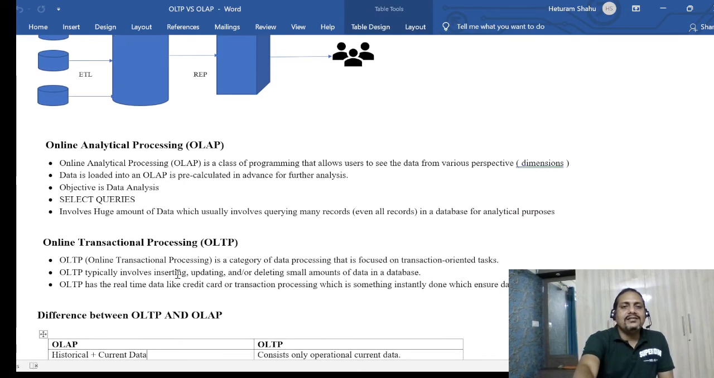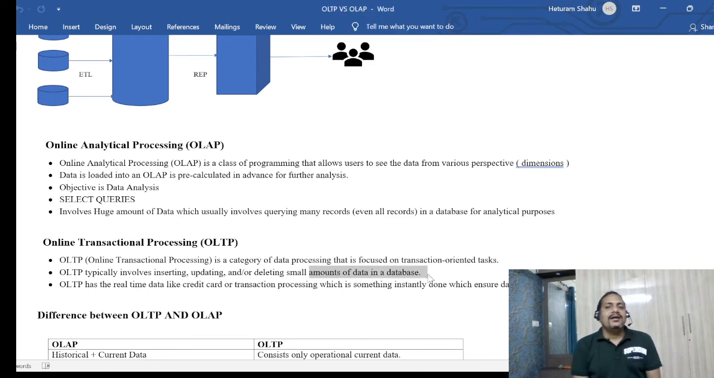Typically we perform insert, update and delete operations for a small amount of data in the database. It is a small amount of data because it mostly happens on an individual customer basis. Now, OLTP has real-time data like credit card transaction processing. I already told you: credit card spending, depositing or withdrawing money for that particular customer, everything will be recorded in this. So this is called the OLTP system of the bank.